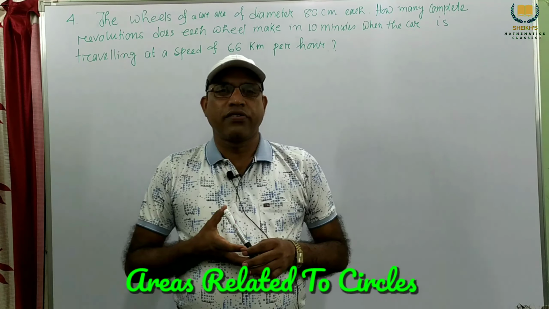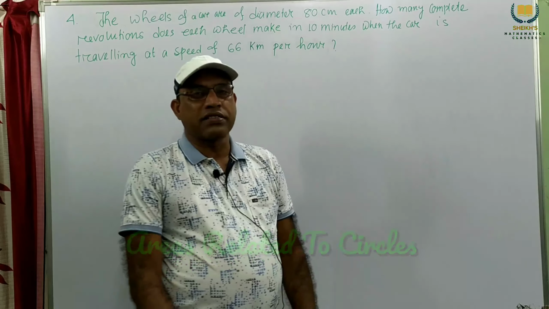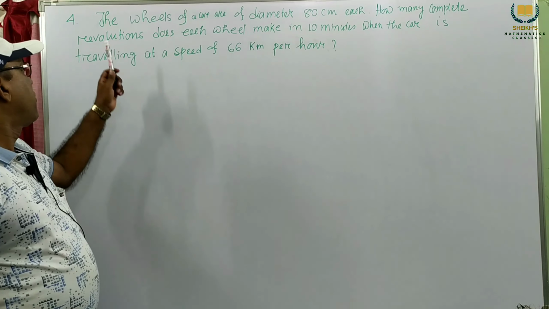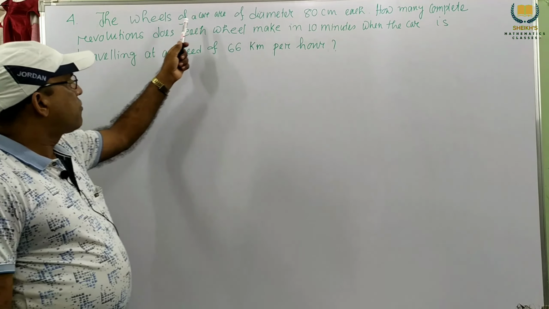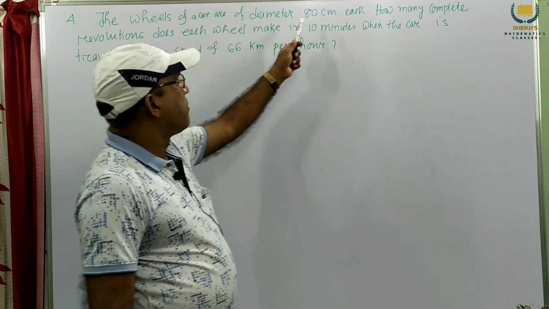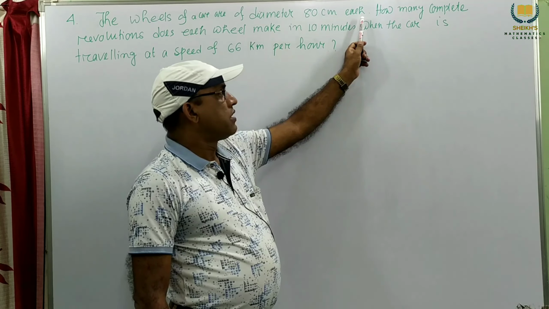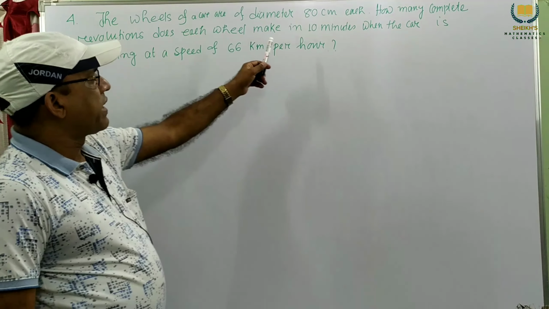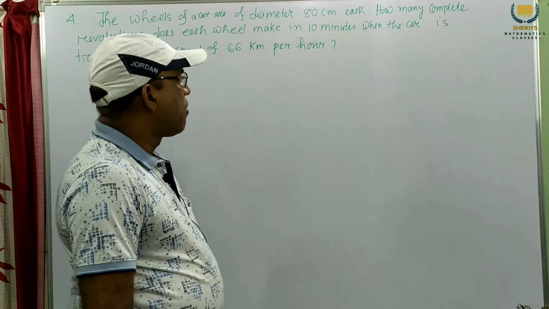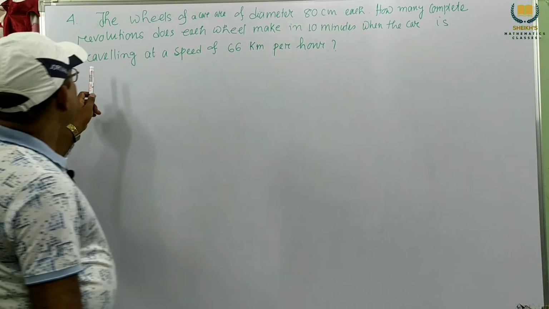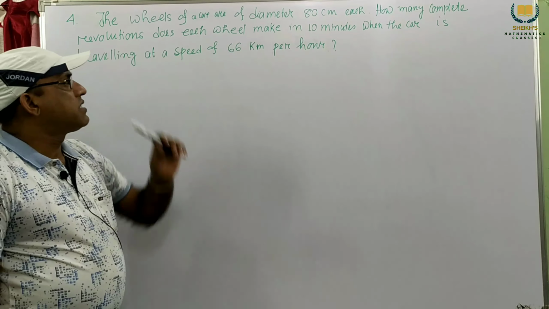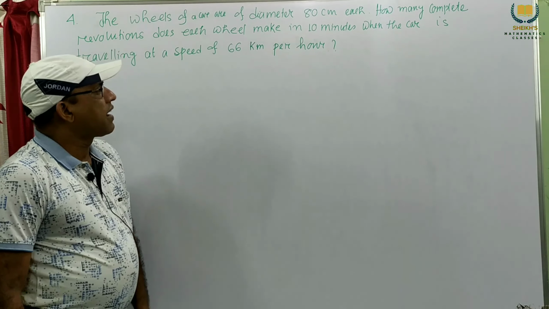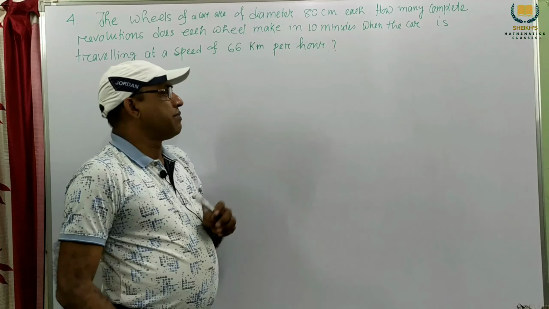Dear students, today we consider problem number 4, exercise 12.1, NCERT book class 10. The problem 4 given: the wheels of a car are of diameter 80 centimeter each. How many complete revolutions does each wheel make in 10 minutes when the car is traveling at a speed of 66 km per hour?